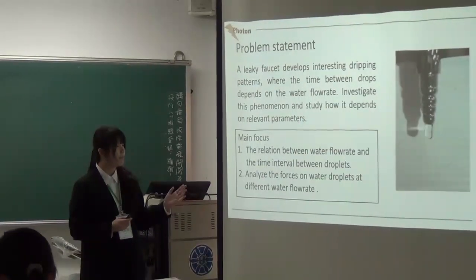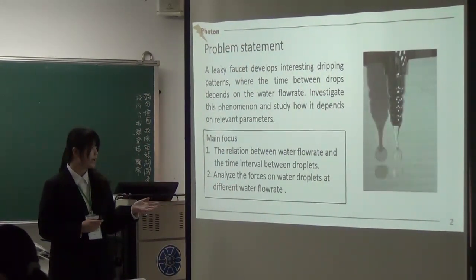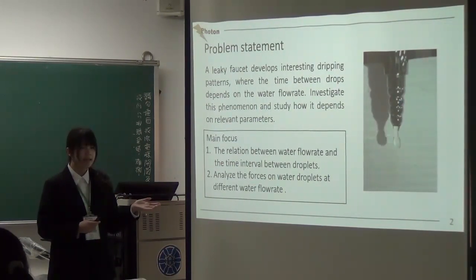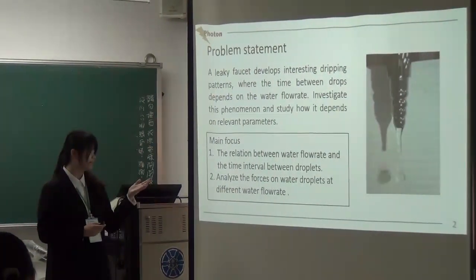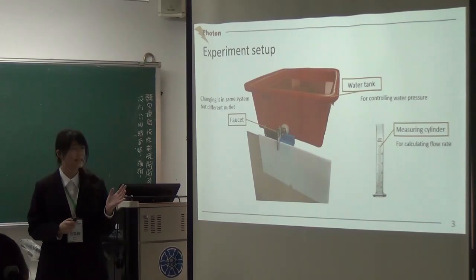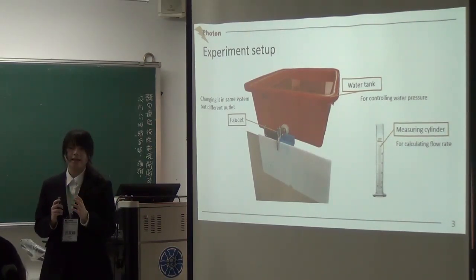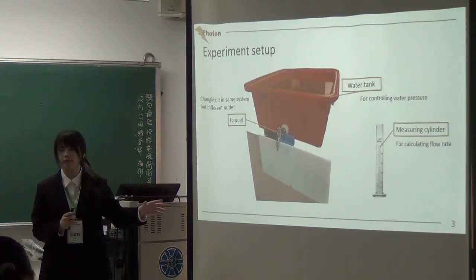And here is our main work. The first point is the relation between water flow rate and time interval between droplets. The second point is to analyze the forces on a water droplet at different water flow rates. So here is the experiment setup. We use a faucet connected to a tank and use a measuring cylinder to calculate the water flow rate.